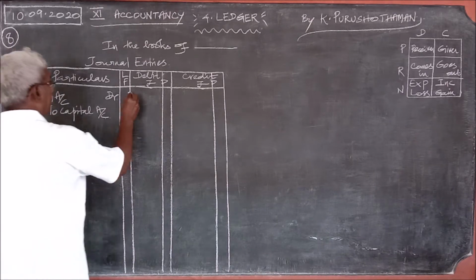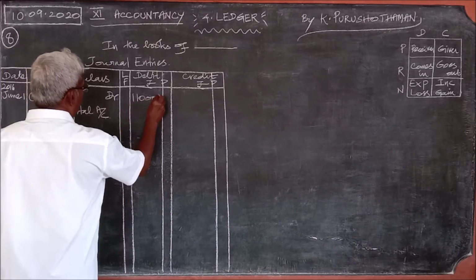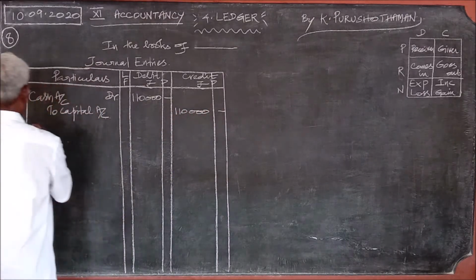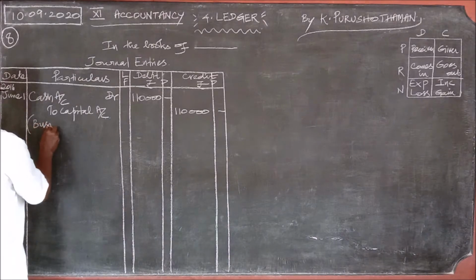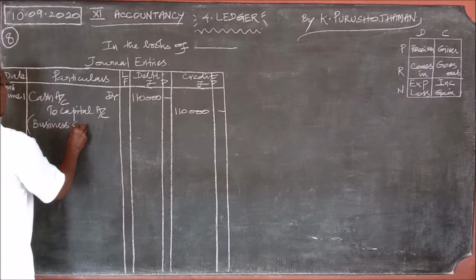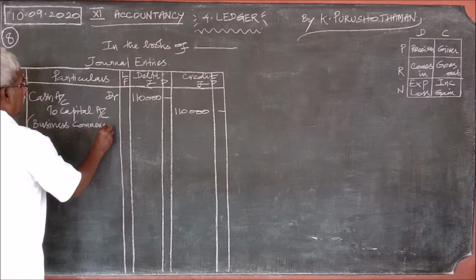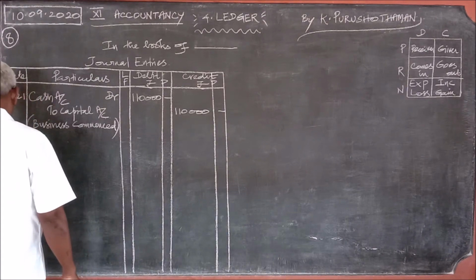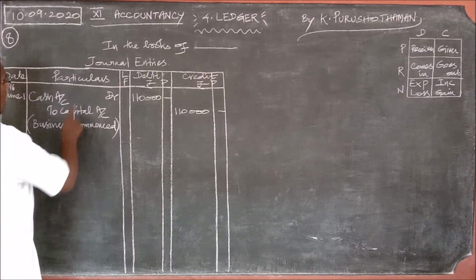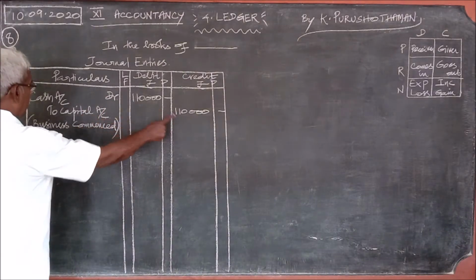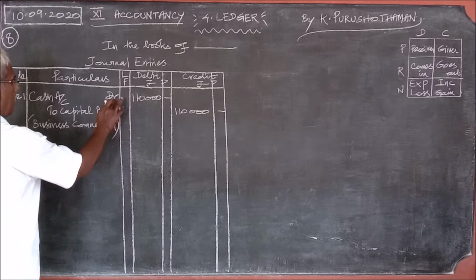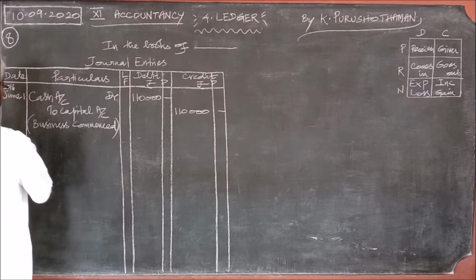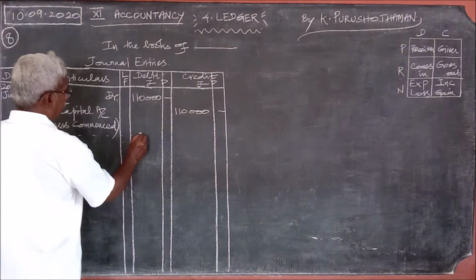The amount is 1,10,000. The narration is business commenced. You should bear this in mind. For journal entries, 3 points will be considered. One, the journal entry. Second, the amount. Third, the narration. If all the 3 are correct only, you will be awarded marks. Okay, the first journal entry is over.